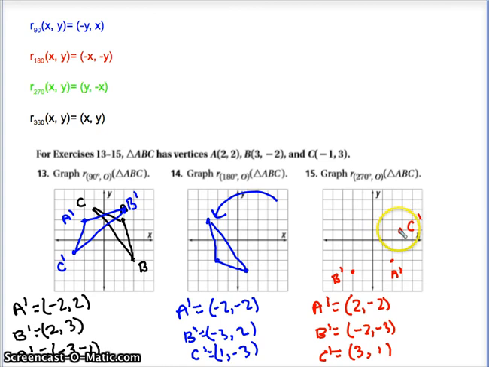Okay, notice how the shape of this triangle has not changed in any way, just its position on the coordinate plane. Okay, and this is starting from here. Now I've swung around 270 degrees.